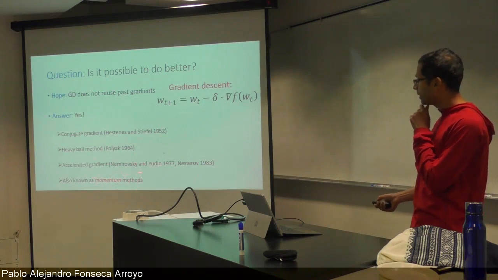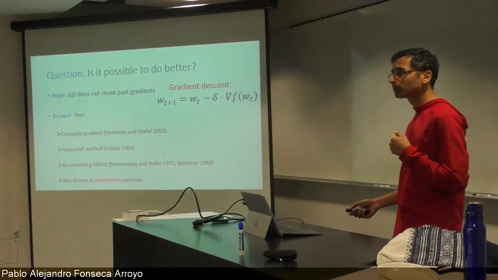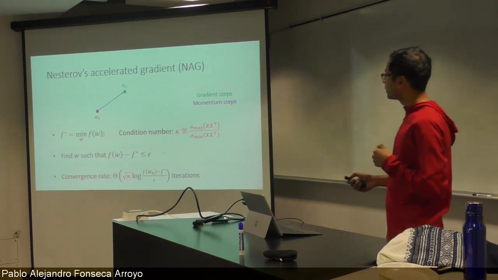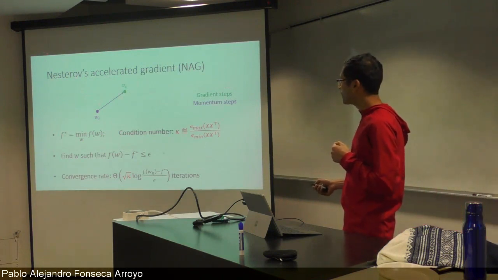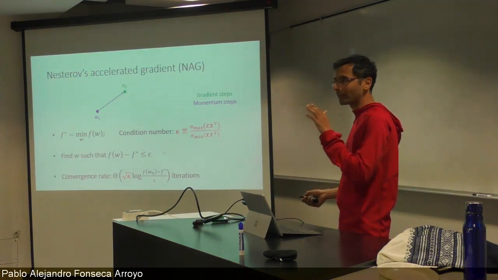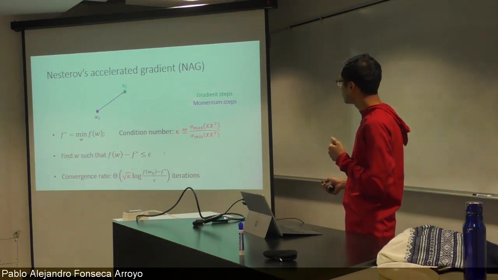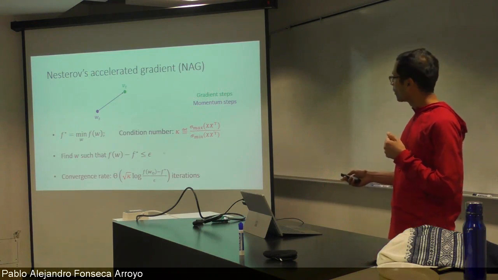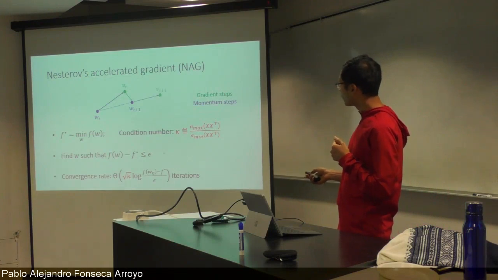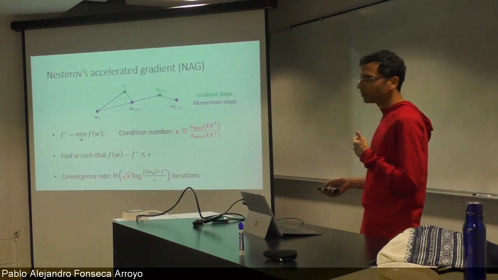As a representative example, let us look at Nesterov's accelerated gradient descent, what it looks like, and what its convergence rate is. Nesterov's accelerated gradient descent maintains two iterates, v_t and w_t, whereas gradient descent only had one iterate. And there are two kinds of steps: gradient steps and momentum steps. From v_t, we take a gradient step to get w_{t+1}, and from w_{t+1}, we take a momentum step to get v_{t+1}. Then from v_{t+1}, we again take a gradient step to get w_{t+2}, and so on.